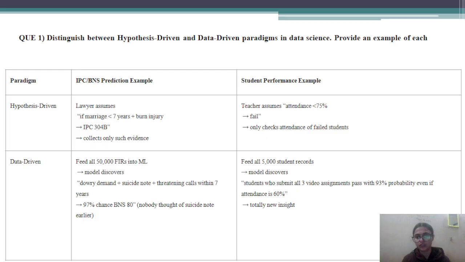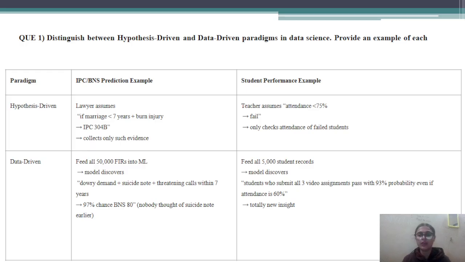Next is hypothesis driven. Here we have taken the example from the student performance scenario. Here a teacher assumes that if attendance is less than 75%, the student will fail. The teacher only checks the attendance of the failed students and ignores the other factors like assignments, quizzes, and lab performance. Again, this is hypothesis driven because the decision is based on a fixed assumption, not on complete data analysis. Next is data driven approach.